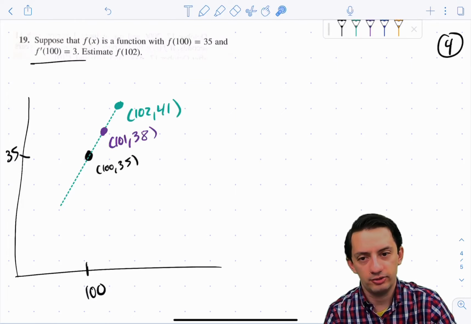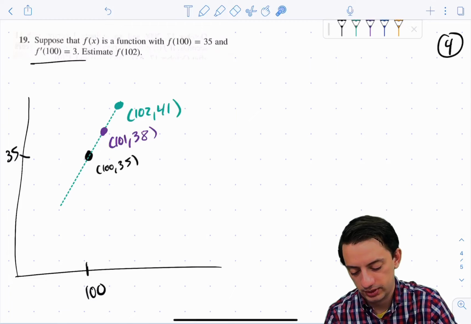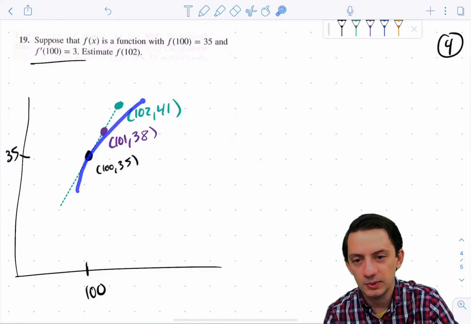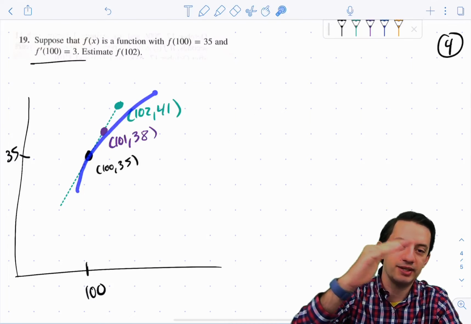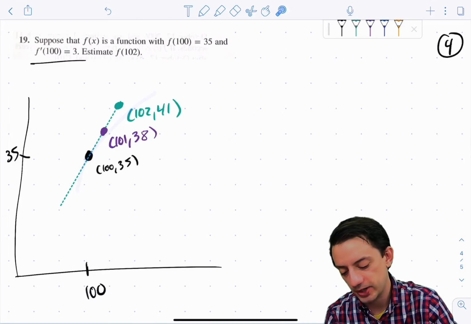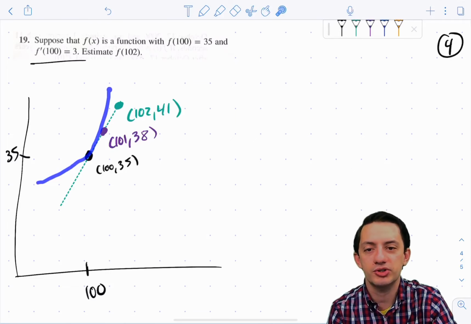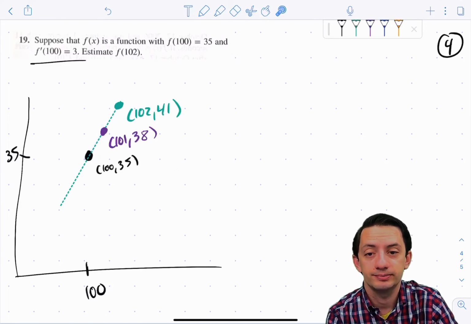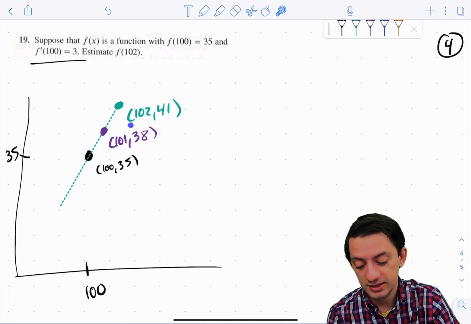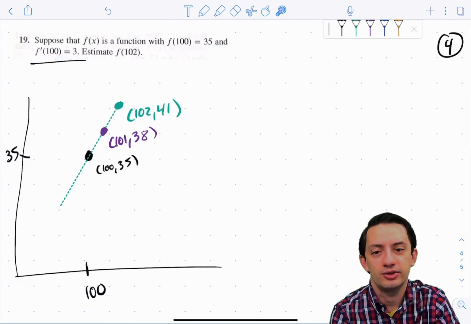And like I said, I'll reiterate this, it's possible my function does something like this, in which case my guess is an overestimation because my function is getting less and less steep as I go. Or it's possible my function does something like this. It's actually getting more steep, and so I have an underestimation. Or it could do something weirder. But this is the best guess that we can find given only knowledge of our value at 100 and your slope at 100, your derivative.